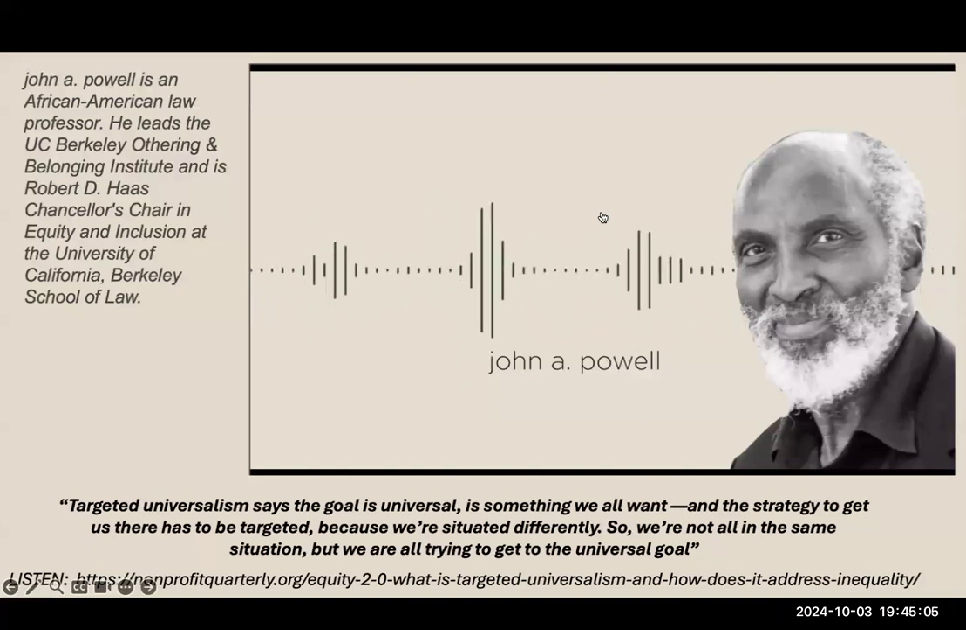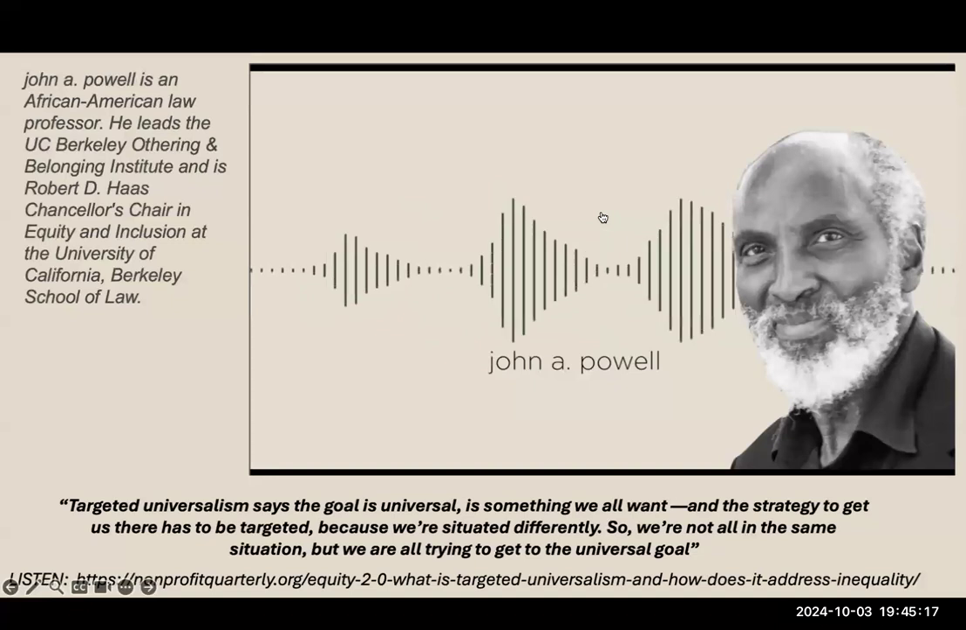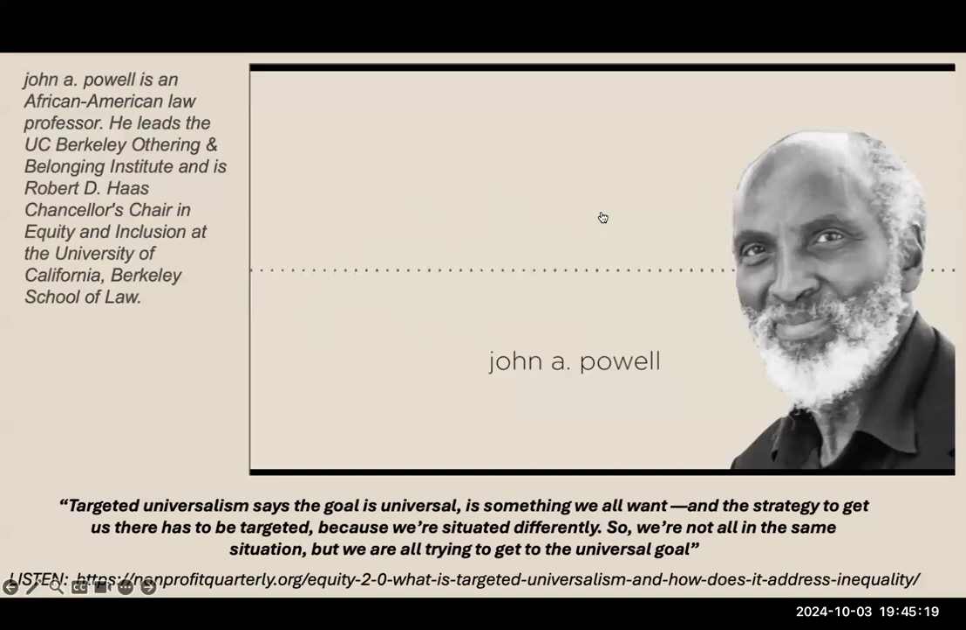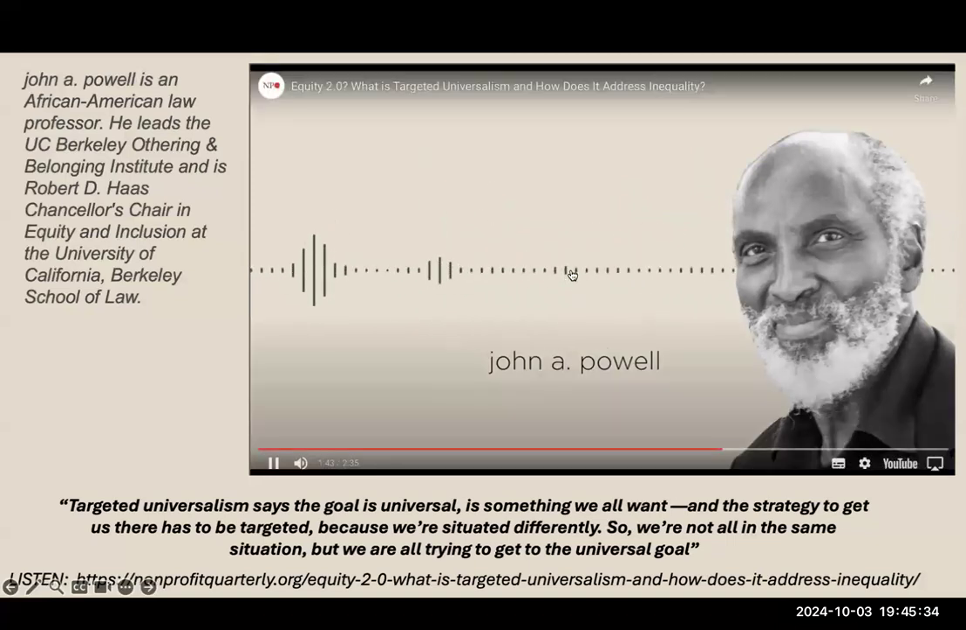The goal is not just to get what white men have or white people have. And in some cases, they may not even be a favorite group. The goal is to do what? The goal is to end suicide. So the goal should be designated without it being necessarily attached to what any particular group has. And that takes us to targeted universalism. So targeted universalism says the goal is universal. It's something we all want, what Gary just laid out beautifully. And the strategy to get us there has to be targeted because we're situated differently.